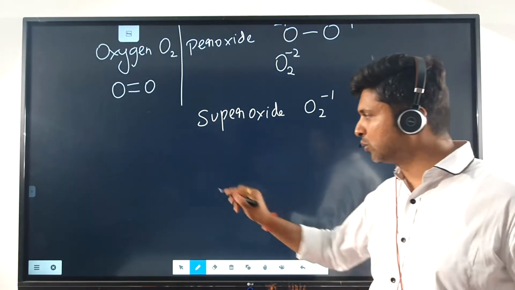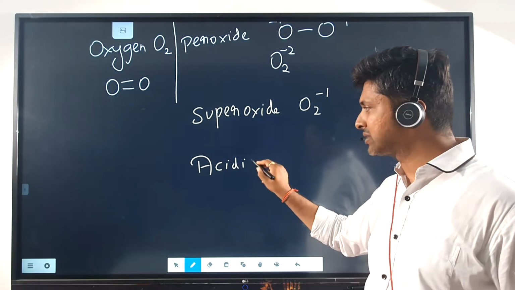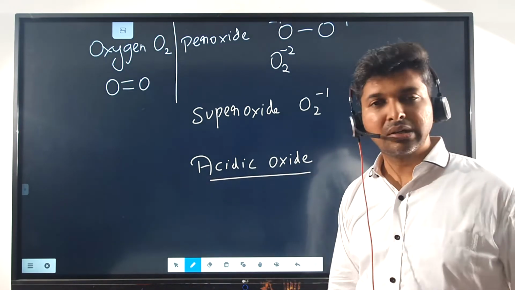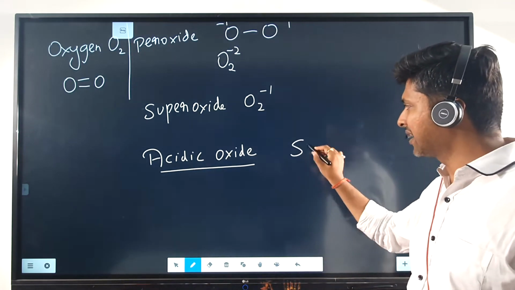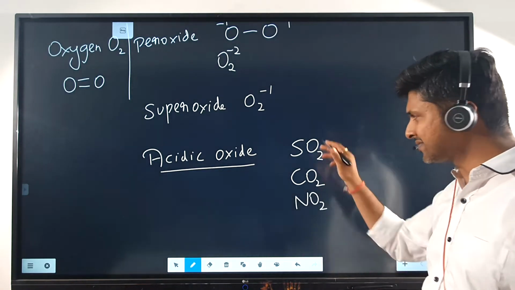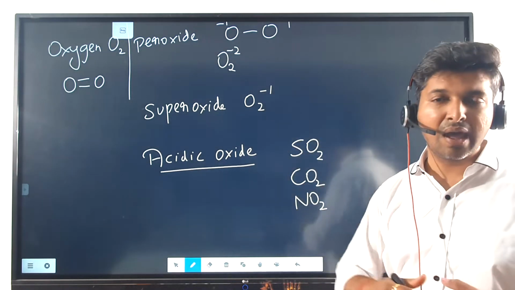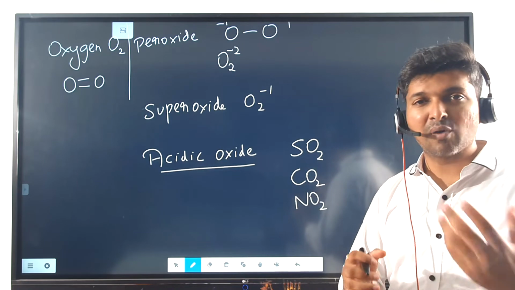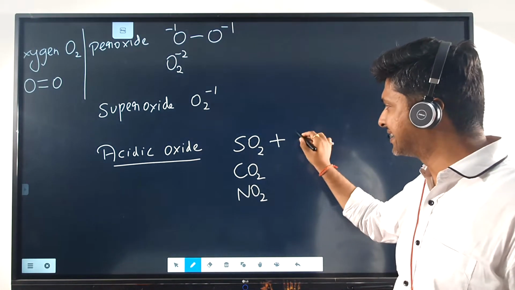Let's move on to what is an acidic oxide. An acidic oxide is a substance or a compound which will give you an acid on addition of water. For example, we have SO2, CO2, NO2. You must have studied this in acid rain, that these are the pollutants which go up into the air, they combine with the clouds and water, and when they combine they form acids, and when they rain, that is causing acid rain, isn't it?